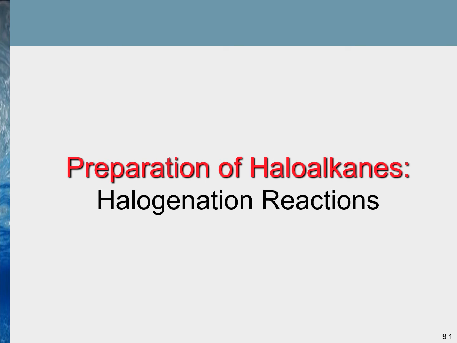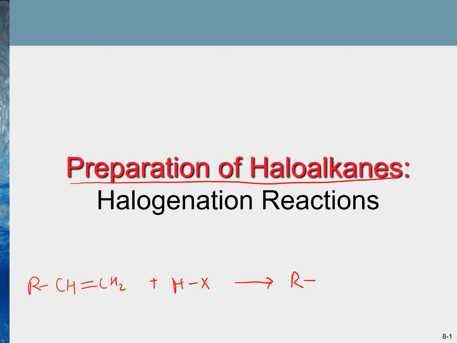In this section, we will learn about the methods to prepare haloalkanes. In chapter number 6, we learn that alkenes can be a source from which haloalkanes can be prepared. For example, an alkene, when it reacts with halogen acid, gives rise to haloalkanes. This is an example of addition reaction in which halogen acid adds to the double bond, and this addition is a Markovnikov's addition.